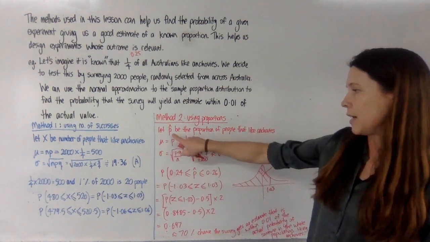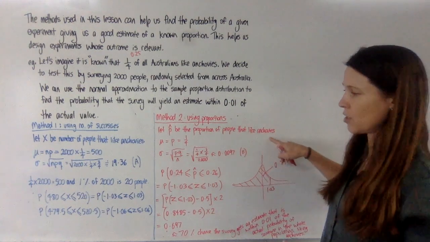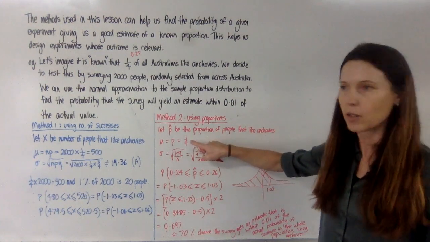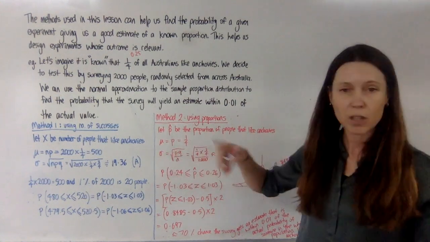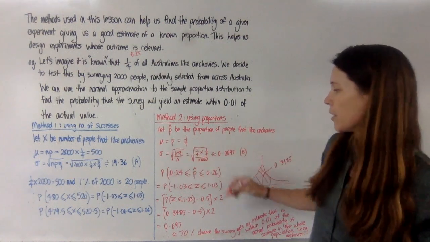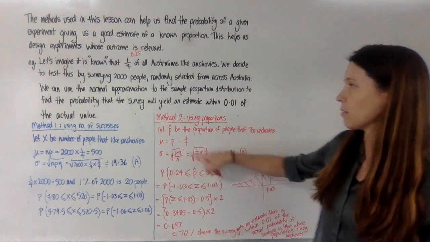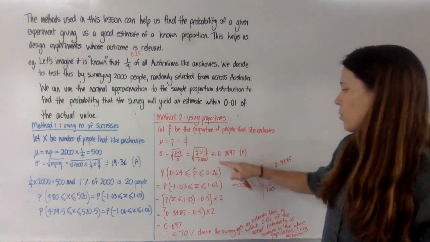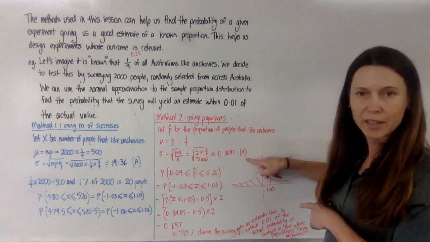If we say p-hat is the proportion of people that like anchovies, then we've been told that that is 1/4, so that's what we're expecting. And the standard deviation of that proportion, we've got a formula for that, the square root of PQ over n. So that's 1/4 times 3/4 over 2,000. That's where that number comes from in the square root, and that's roughly 0.0097. I've saved that in my calculator as B.